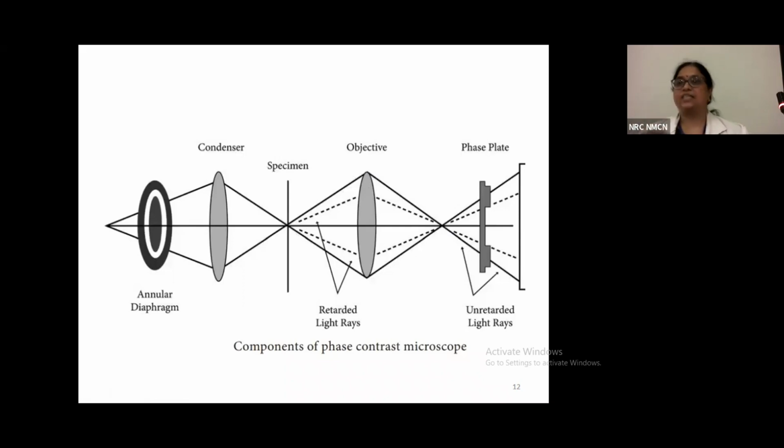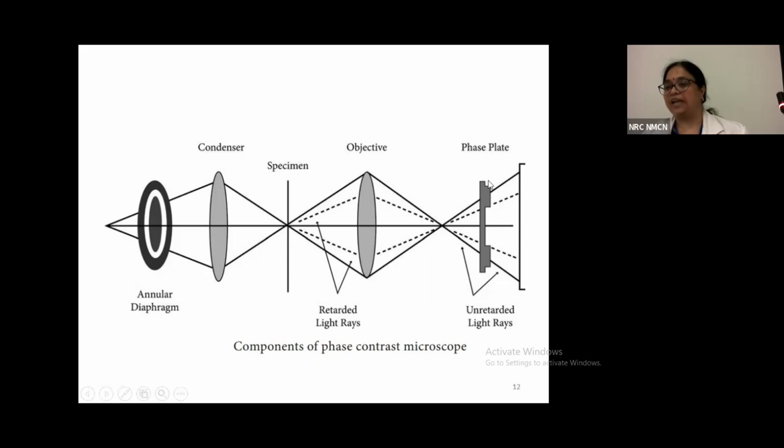Suppose there is a cell and in the cell there is a nucleus. The light is in a wave form, and when the light passes through this nucleus, it gets retarded. That is, the peak of the light rays gets slowed down. But when there is no organelle in the specimen, the light moves through it directly. But our eyes cannot see this change in the wavelength of the light.